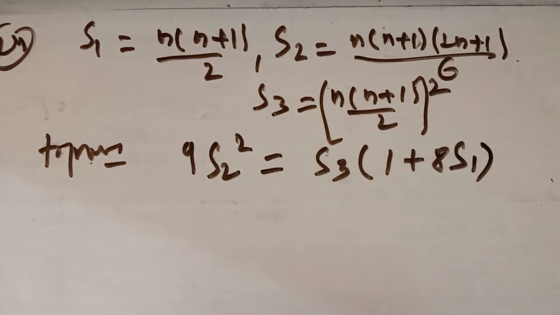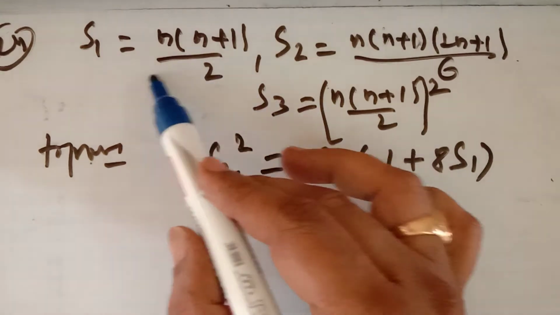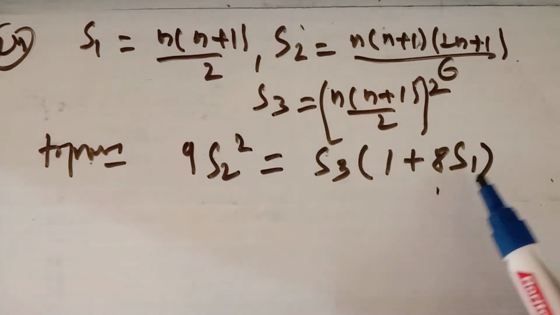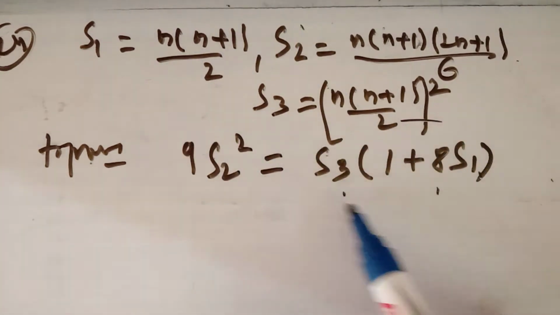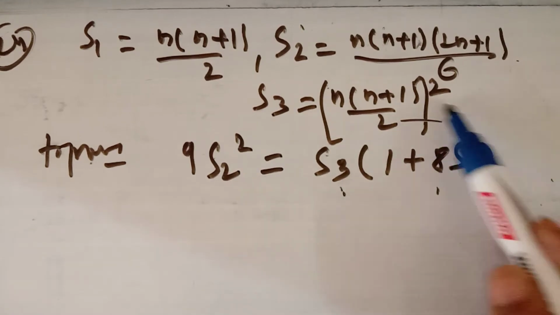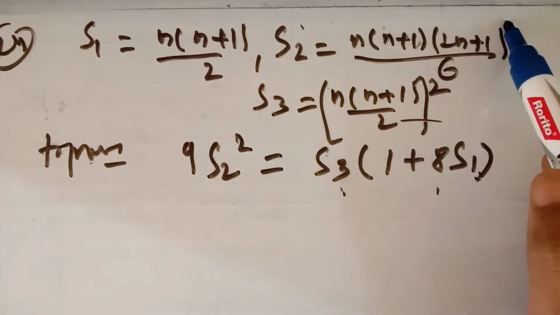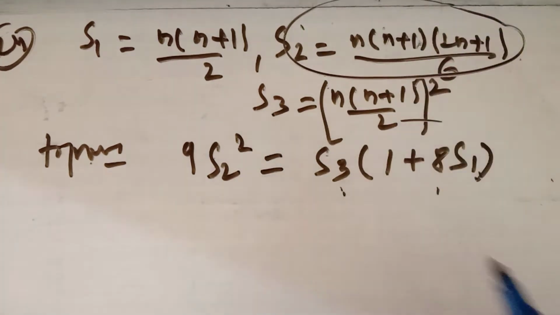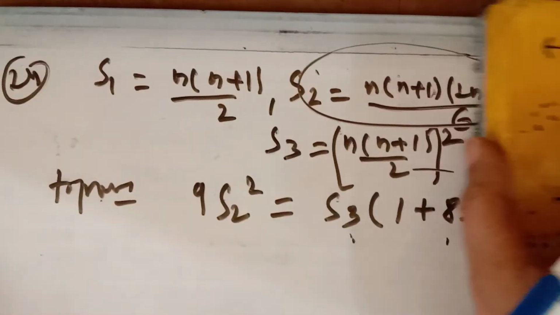So it is a simple question. You have to simply replace these values of S1, S2 and S3 in the right-hand side, S1 and S3. When you simplify, replacing the values of S3 and S1, you will get 9 times the square of S2. Simply replace the values on the left or right, and they will become equal to each other. You try this question yourself.